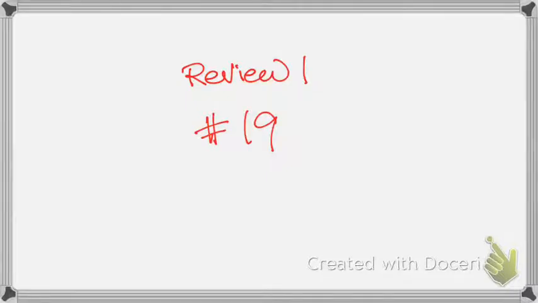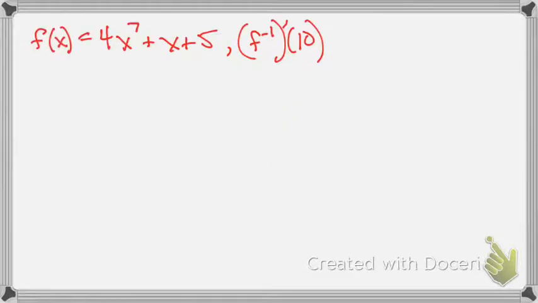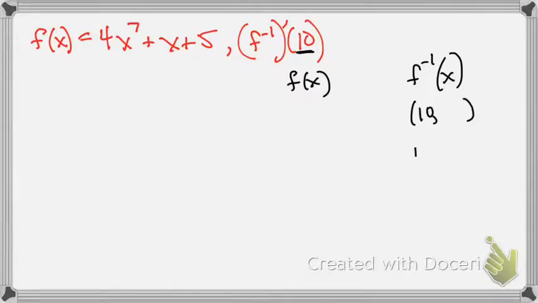Okay, number 19 on the review. So we know it's the flip-flip. So we have f of x, f inverse. On the inverse, my x-coordinate is 10, and I want the slope there. That's the question they're asking.